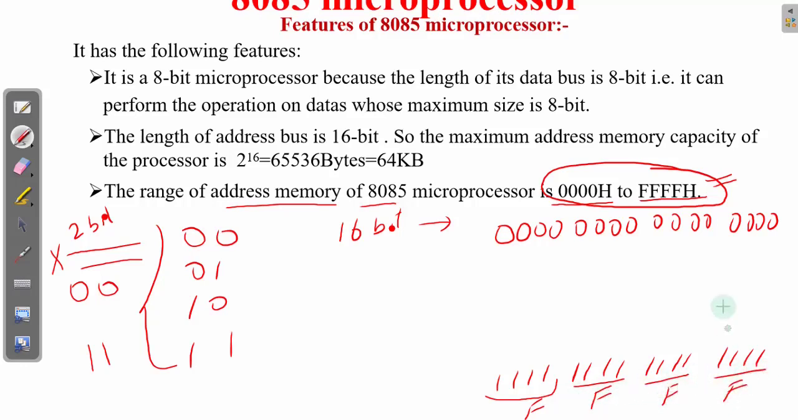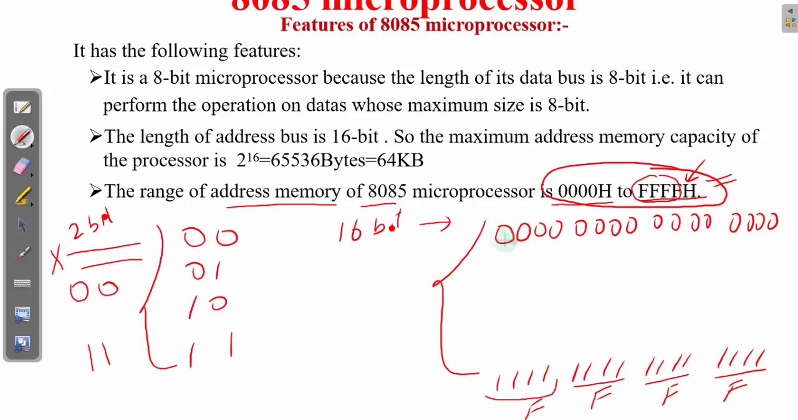At the end you have to add a letter H. H represents hexadecimal, and this FFFF represents the number in hexadecimal format. So the range will be 0000H to FFFFH. Is this range clear to everyone or not? Just tell me yes or no. Yes. Okay, so I will erase.